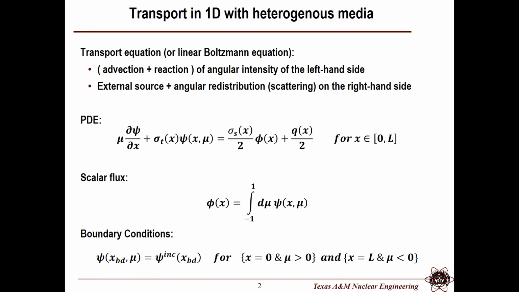So starting with transport in 1D, we're solving the transport equation, or the linear Boltzmann equation. It's an advection reaction of angular intensity psi on the left-hand side, and on the right-hand side, there's the external source Q and an angular redistribution, including a scalar flux term, the phi on the right-hand side. And our scalar flux is the angular integration of our angular flux. And we have the boundary conditions imposed on the left side for the positive directions and on the right side for the negative directions in our 1D media.